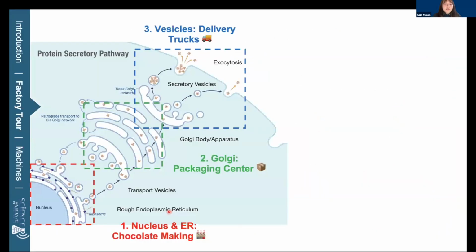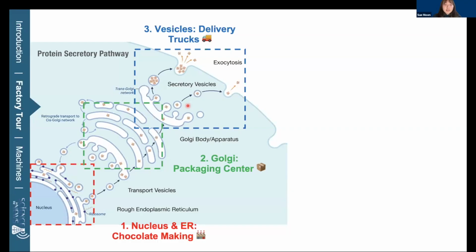So until now, I've talked about what the protein secretory pathway is and why it's important for the system to function properly. First, proteins are made in the cell, especially in the structure called nucleus and the endoplasmic reticulum. Then they're being sent to Golgi, where they're being packaged and sorted. Finally, vesicles deliver them to correct destinations. To help you understand this better, I use the analogy of the chocolate factory. You can think of this entire cell as the factory and proteins as chocolate.